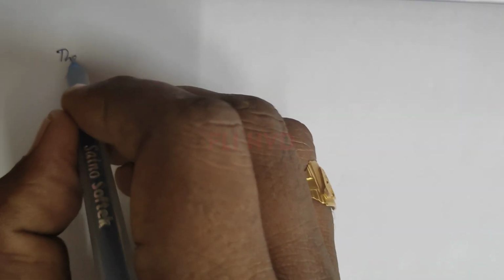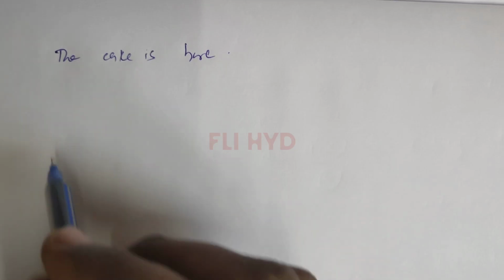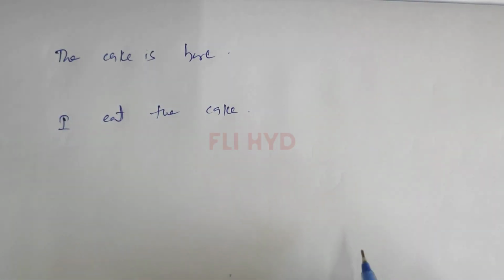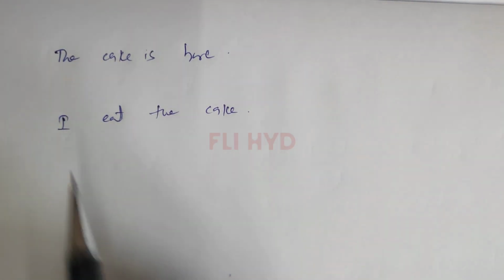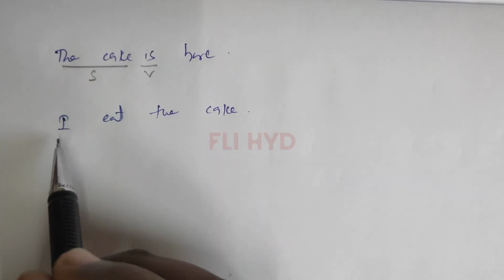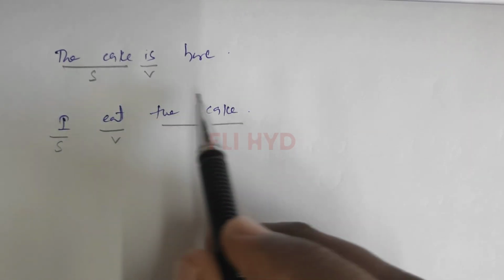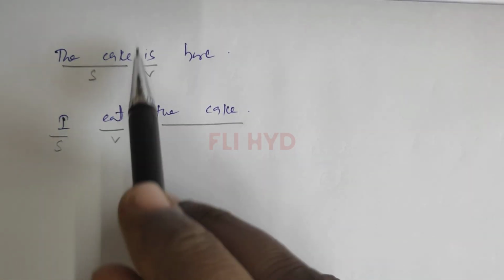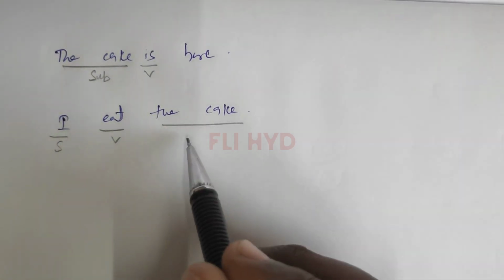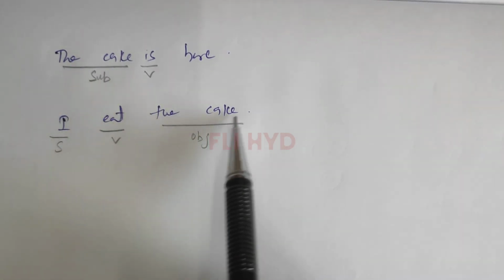For example, the cake is here. This is one sentence. Another sentence, I eat the cake. So these are the two sentences. Now see here, in the first sentence, cake is the subject, is is the verb. In the second sentence, I is the subject, eat is the verb, and the cake is also a noun, but in the first sentence cake is in the subject place, while in the second sentence I is the subject and cake is in the object place. In English we write both the subject and object in the same way.